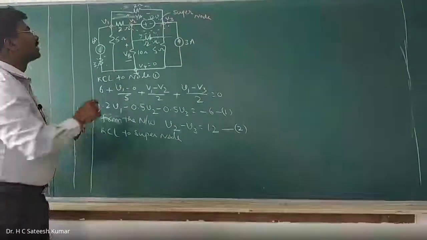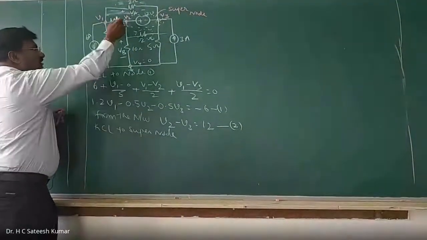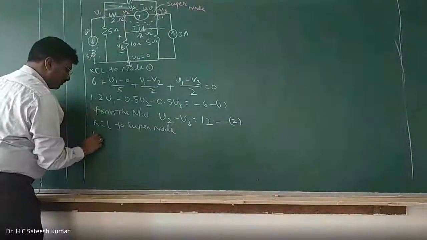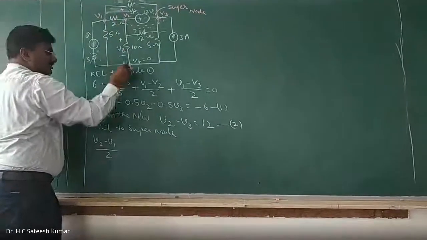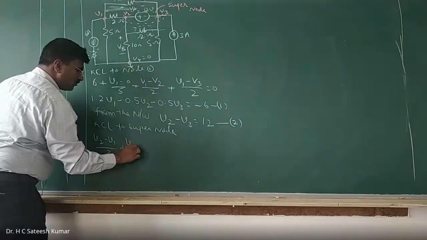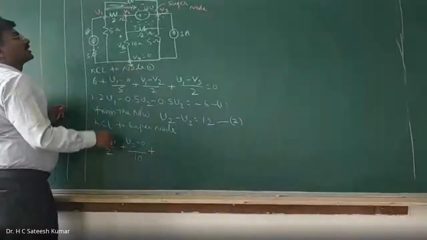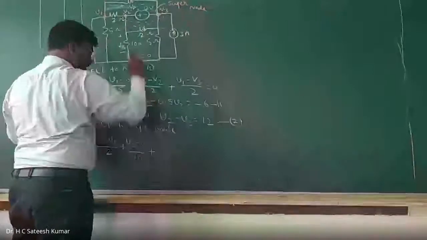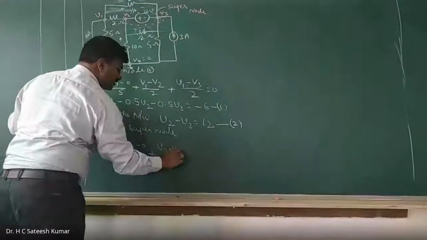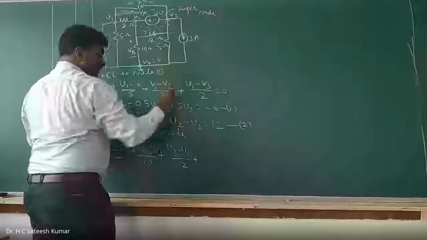How to write it? Write down the KCL to this supernode. Start from this point: V2 minus V1 divided by 2, plus V2 minus 0 divided by 10, plus. These two are over. Next, we go to this node. Combine together, a single equation should be written: V3 minus V1 divided by 2, plus V3 minus 0 divided by 5.